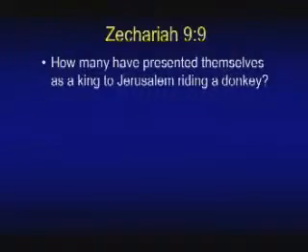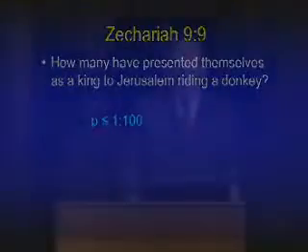But how many people, in the last several thousand years, have presented themselves as a king to Jerusalem riding a donkey? Well, I don't know of any. But if I say less than 1 in 100, I'm being generous? I think so. Let's take another one.